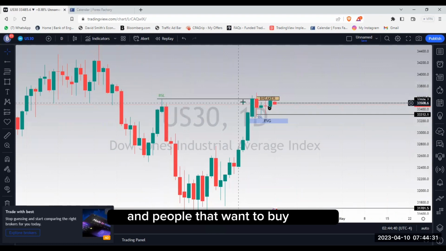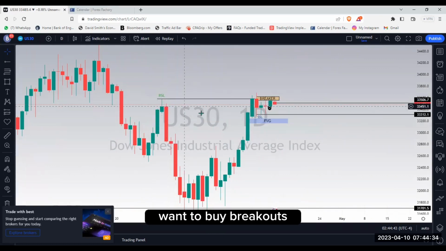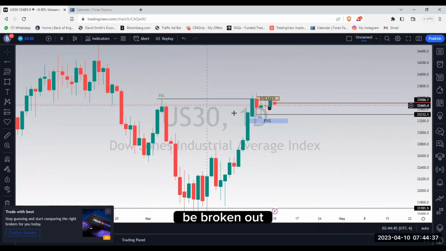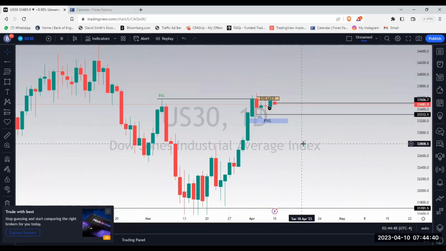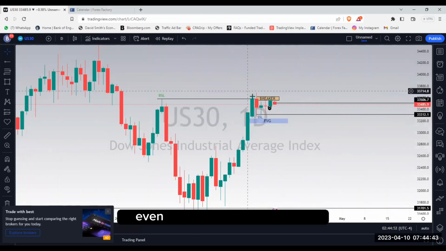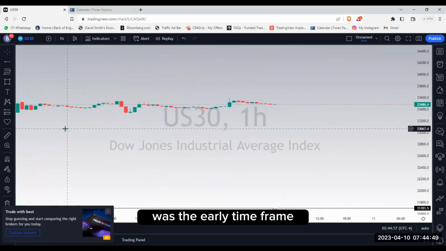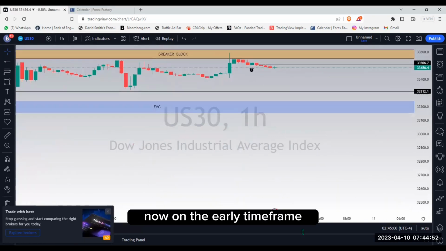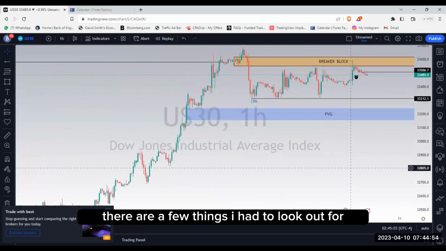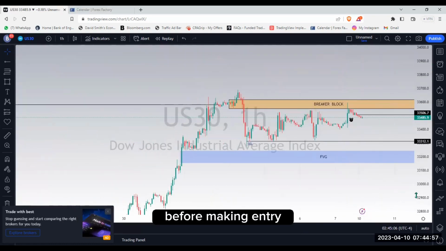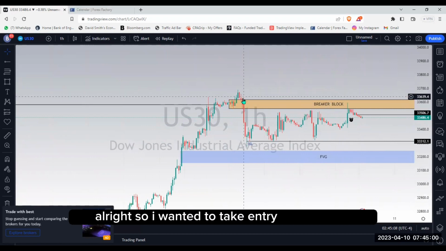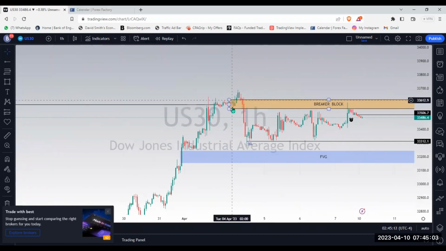And people that want to buy, all right, want to buy breakouts. They want to say, okay, let this area be broken out, and then they start buying here. That's why it's buy stop. All right, liquidity. So immediately price takes that out, the next thing I was looking for was the hourly time frame. Now, on the hourly time frame, there are a few things I had to look out for before making entry. All right. So I wanted to take entry immediately price takes out this structure.